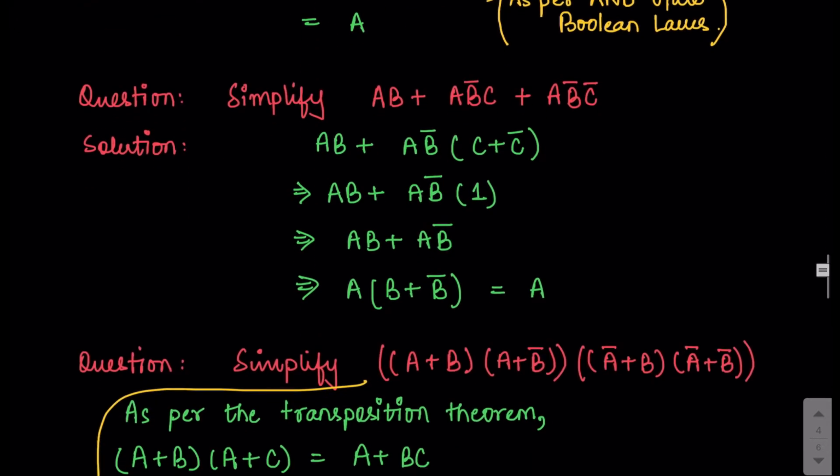Then we have the next example which says that we need to simplify AB + AB'C + AB'C'. Again, we first try to look for the common variables. We see that in the second and the third term we can take AB' common. So we have C + C' in the bracket, which becomes 1. Then AB' · 1 is actually AB', and now this reduces to the previous question that we just solved, and we know that the answer is going to be A. So this expression also simplifies to A.